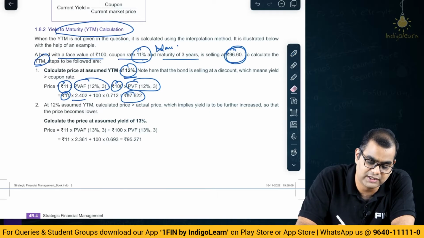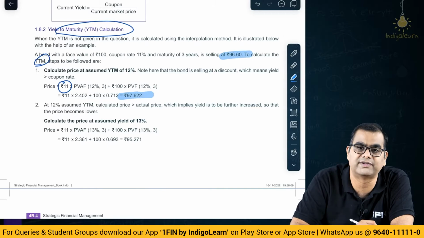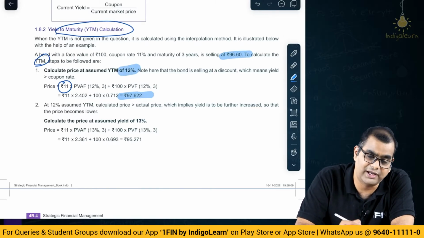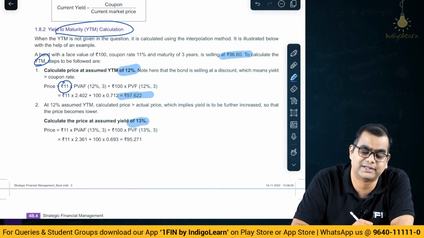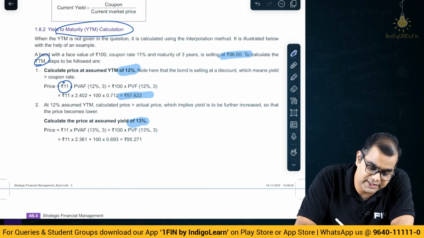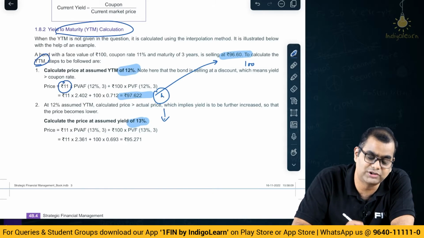But actually, the price is 96.6, whereas you got 97. So, at 12% you got 97. If you make the yield further higher at 13%, what will happen? If at 12% it is 97, and you increase the rate, the price will come down further. What is the relation between these two? This is higher, this is lower. So, you have to increase the rate higher to 13%.